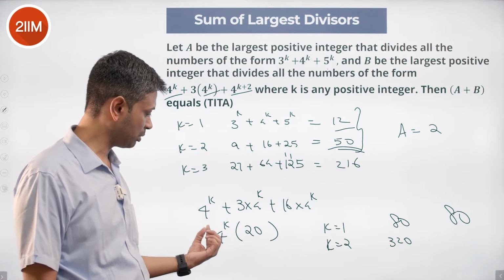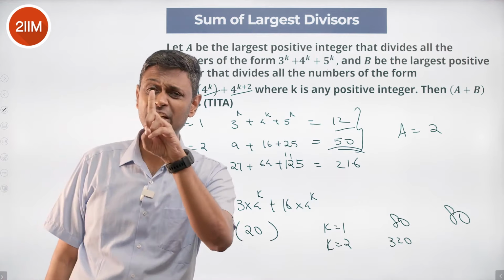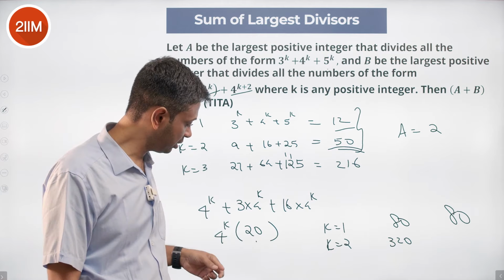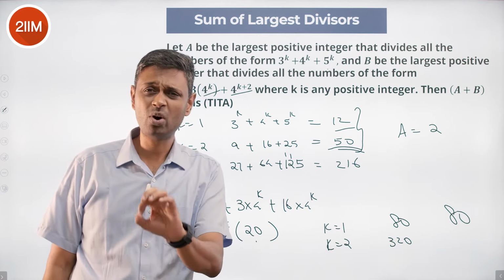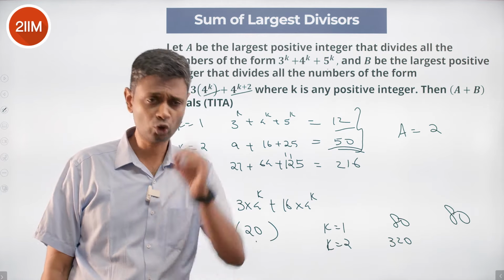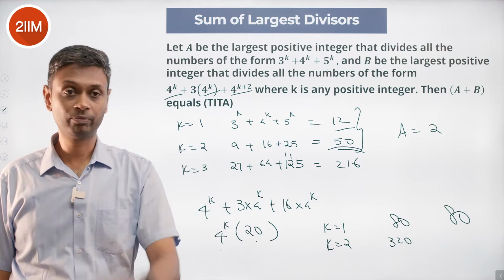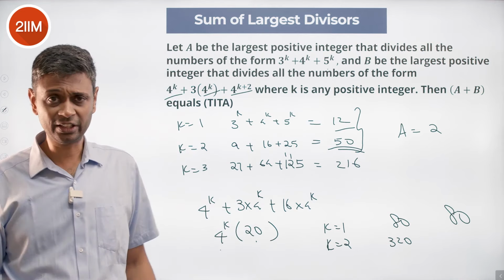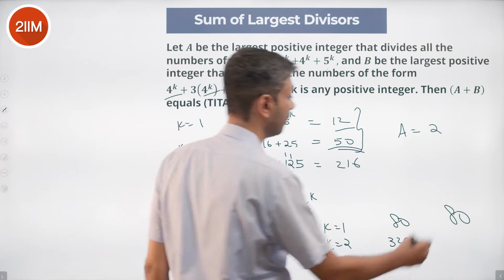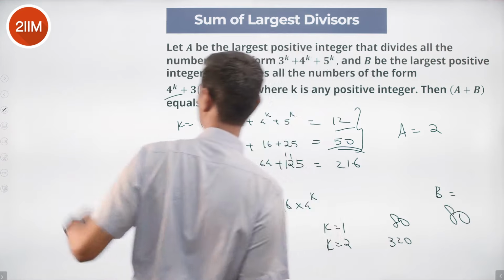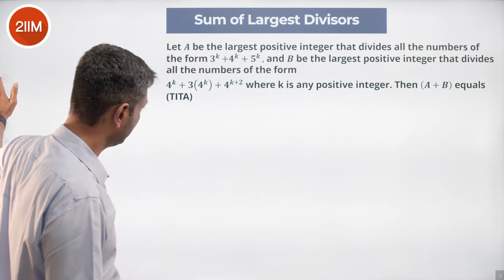It is 4 power k into 20. k is at least 1. This gives us a 20, this gives us a 4. So the largest number that will always divide this is 80. When k is 1, it is 80. Anything more will be more than 80. And so 80 is definitely the number. A is 2, B is 80. Add these two, we get A plus B to be 82.